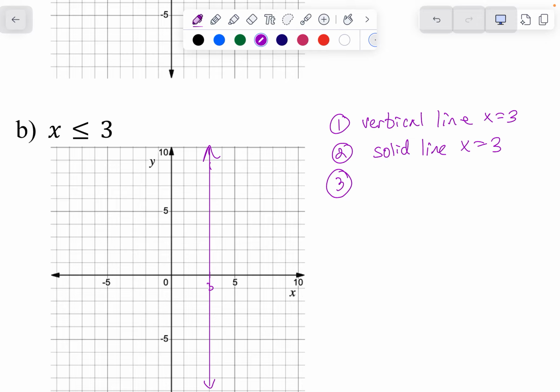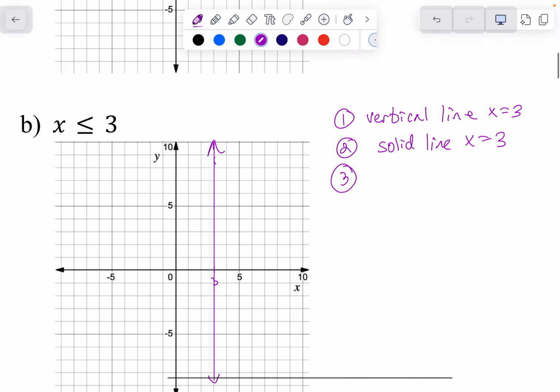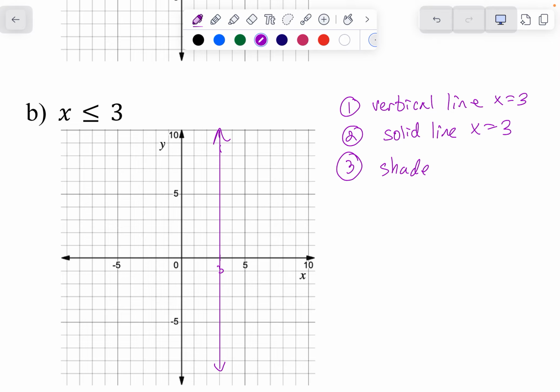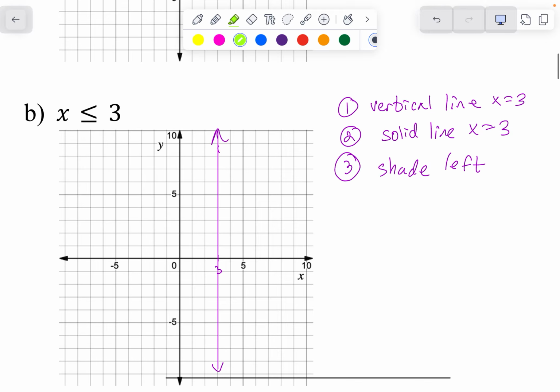Now, this is the only time we shade left or right. Do the x's go less than to the left or to the right? Left. And you can even think logically what x values are less than 3. 2, 1, 0, -1. So we're going to shade to the left. And so that's the only time where we shade left to right.